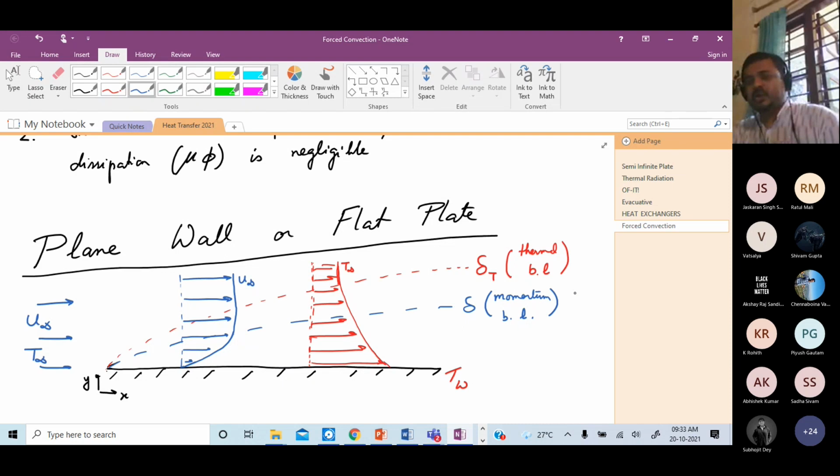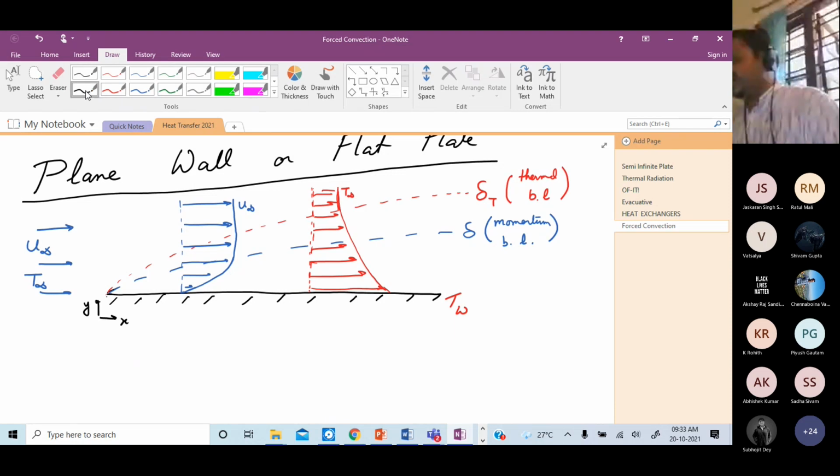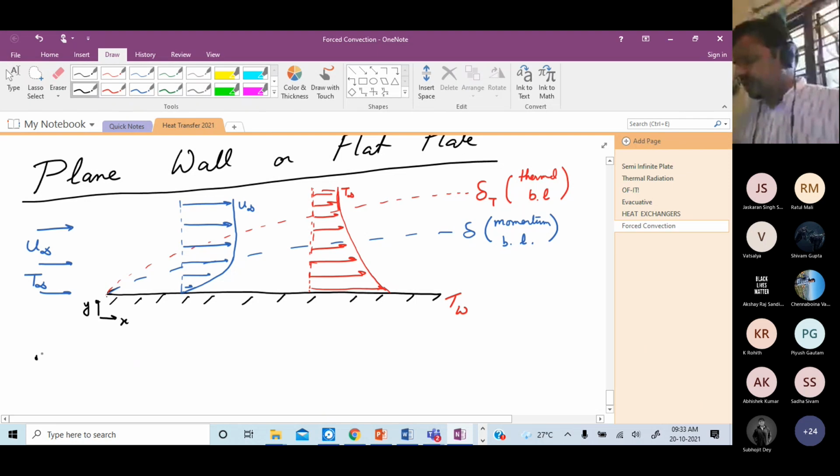Okay, so friends, very important. The momentum boundary layer and thermal boundary layer are two distinct boundary layers. They are not necessarily the same. In fact, they are not the same. Okay, so let us see for this configuration, can I find an expression for heat transfer coefficient or an expression for Nusselt number? Okay, let us try and let us start.